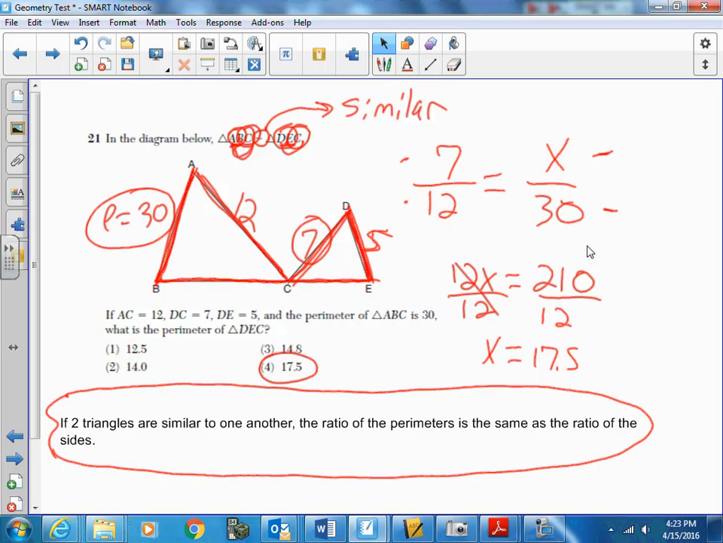Now, don't do this. This is what a lot of students would do. They would do 5 over 12. You can't do 5 over 12 because 5 and 12 are not corresponding sides. So you cannot do that. You have to use 7 and 12. All right? So there we go. That is number 21.